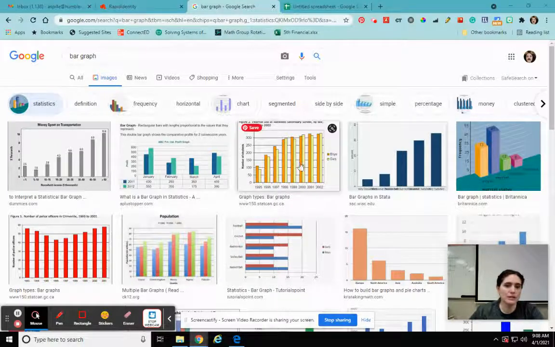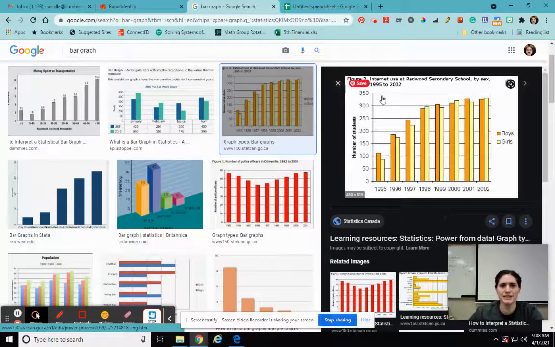Okay, so these are bar graphs. You've seen them before. This one is internet usage, by gender, and by year. So it starts at 95, 96, 97, and so on. They probably weren't using a lot of internet in 95 because it wasn't really a thing too much. Don't ask me how I know that. But anyway, you notice that it goes up, obviously, because now in 2002, the internet is actually a thing.